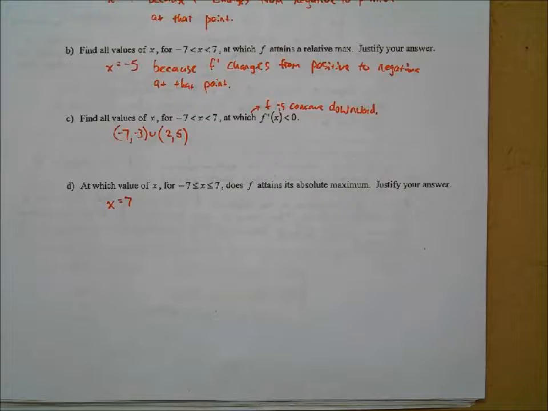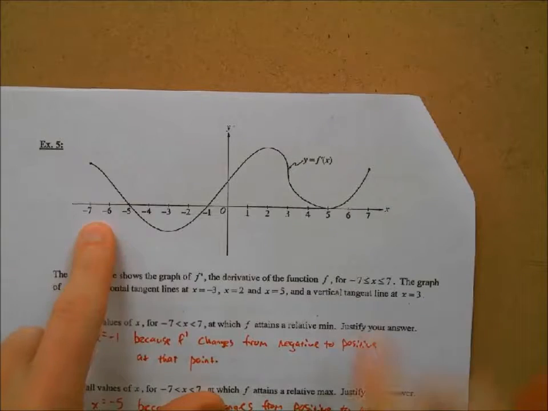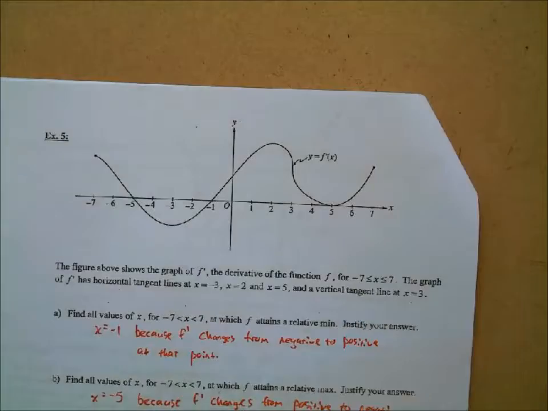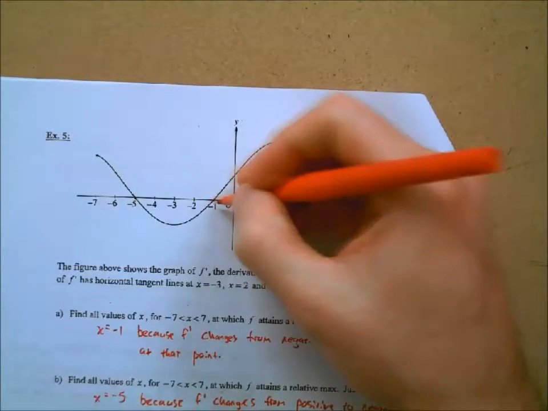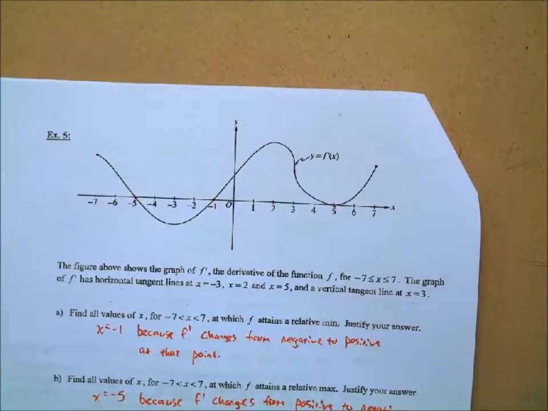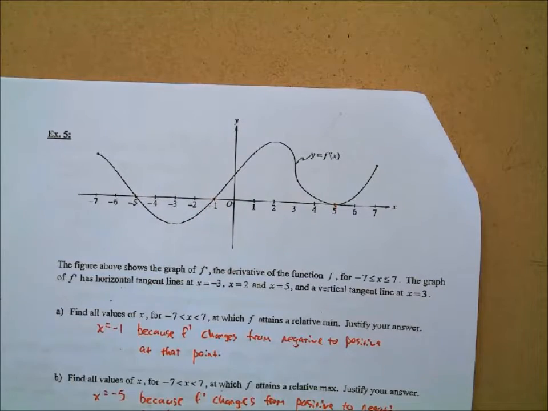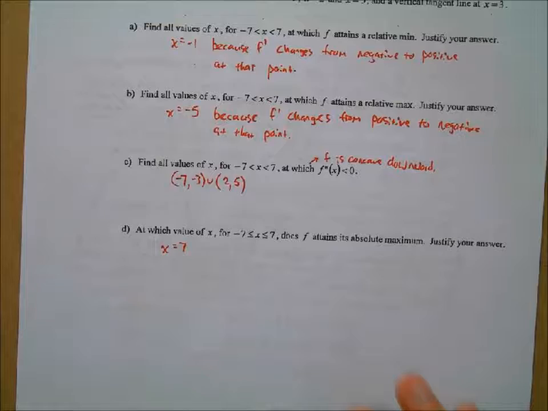Right. So again, what are our candidates for absolute extrema? Endpoints of your interval. So in this case, negative 7 and 7, right? And then the critical points. So that would be the negative 5, the negative 1, and the 5 there. Okay? So we have 5 candidates here. And so then the justification, yep.